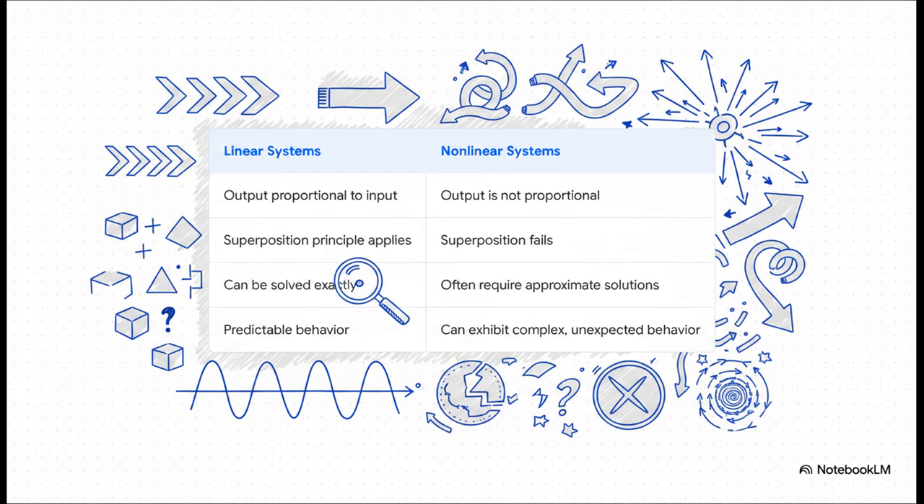In the nonlinear world, all those neat rules we just talked about, they fall apart. The output is no longer proportional to the input. The bedrock principle of superposition, the idea you can just add two solutions together to get a third, that completely fails. Forget about finding exact perfect solutions. Instead, what you get is complex, surprising behavior that linear math simply cannot predict.